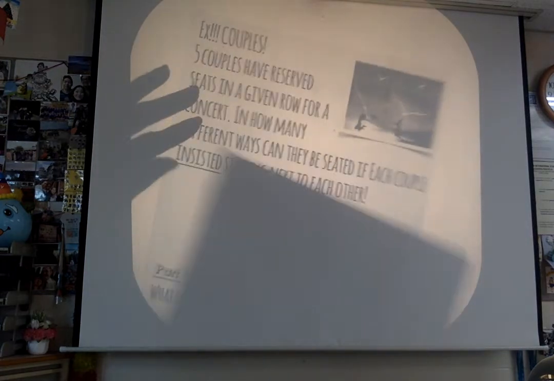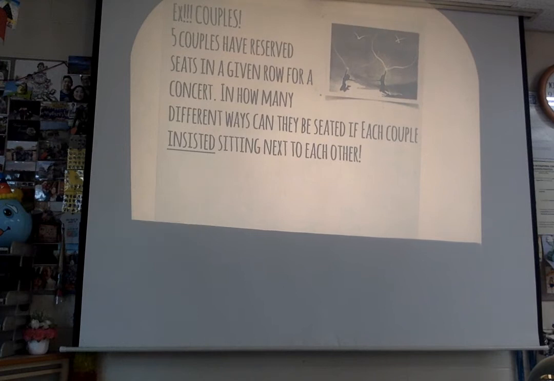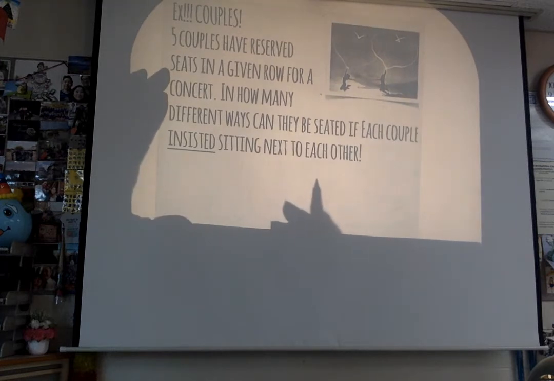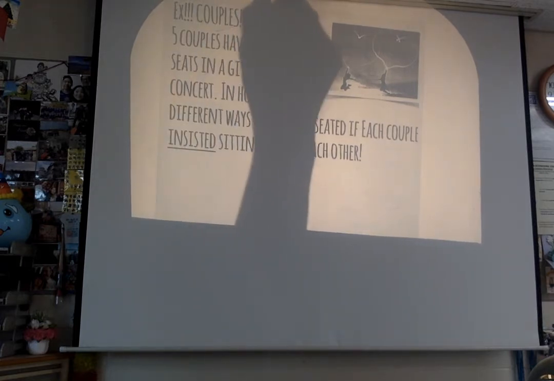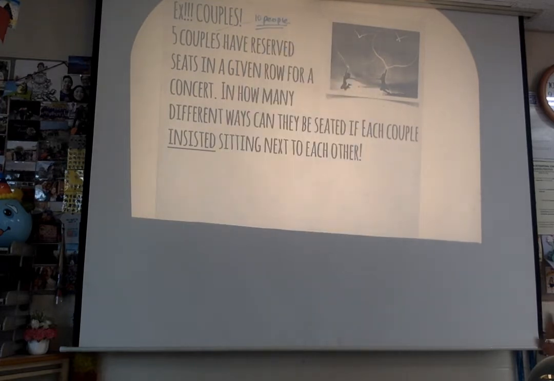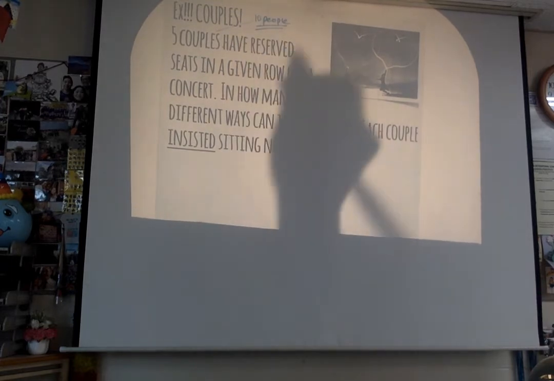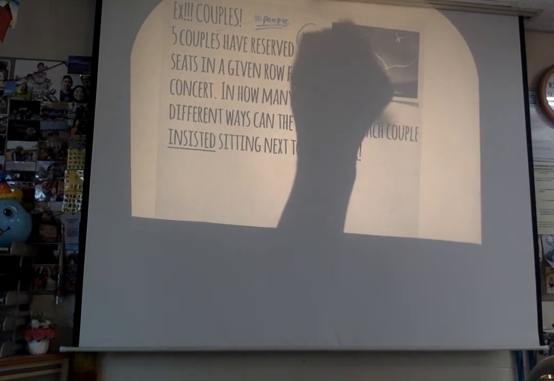Now let's do another problem like this, but with couples. Now, this one's a little bit more interesting. I have 5 couples who have reserved seats in a given row for a concert. So you know how couples always want to do things together, right? Always. In how many different ways can they be seated if each couple insisted on sitting next to each other? 5 couples mean how many people, guys? You're right, 10 people. And if they could sit however they want without any restrictions, what would that be? By now, you should know that's 10 factorial, right?